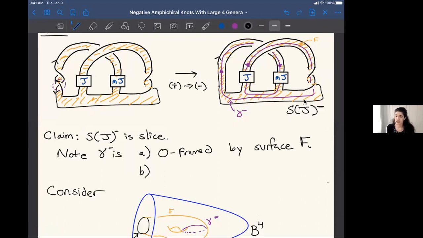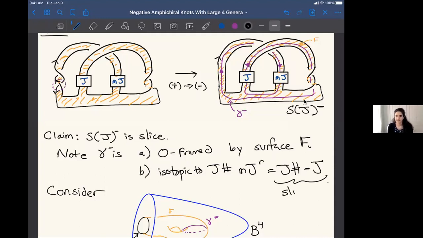The other thing that's true is that as a knot in S3, this is isotopic to J connect sum the mirror of J reverse. And that reverse is popping up because we went through J one way and we went through the mirror of J the other way. That is, J connect sum minus J, and this we know is always slice.